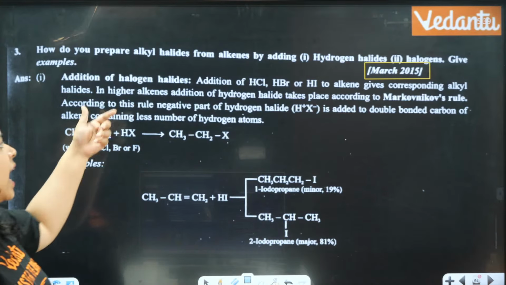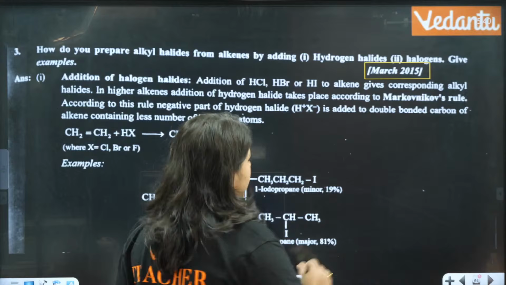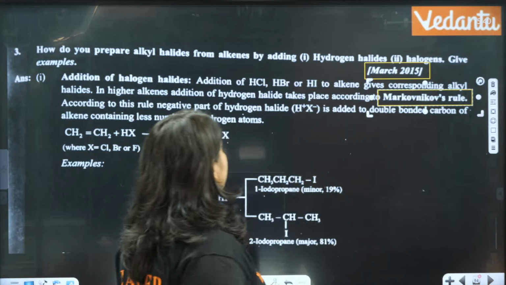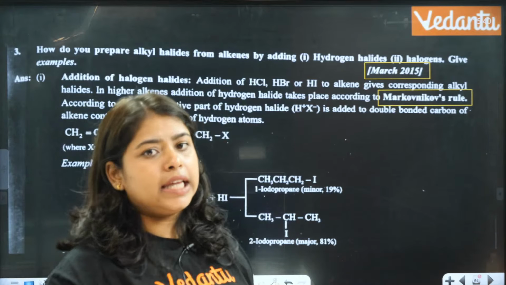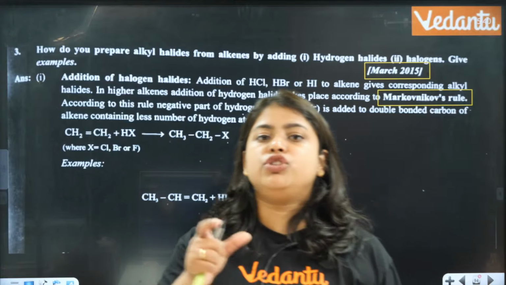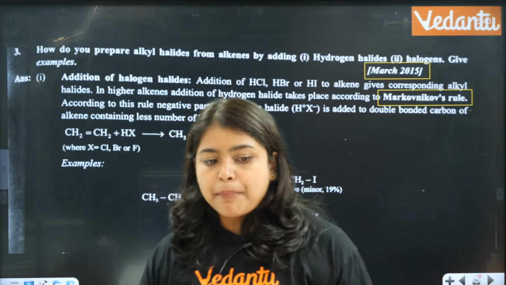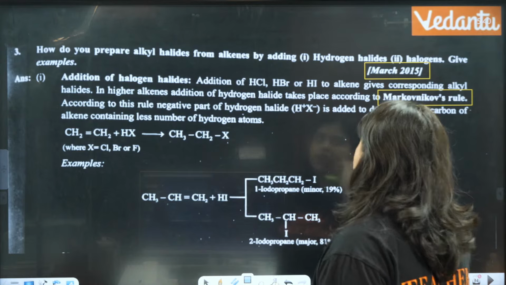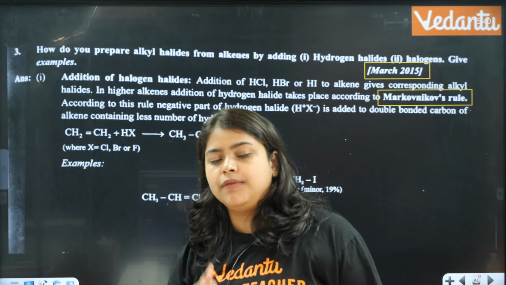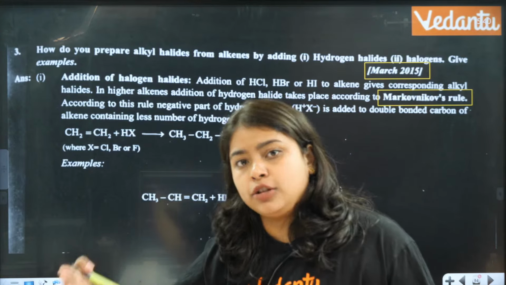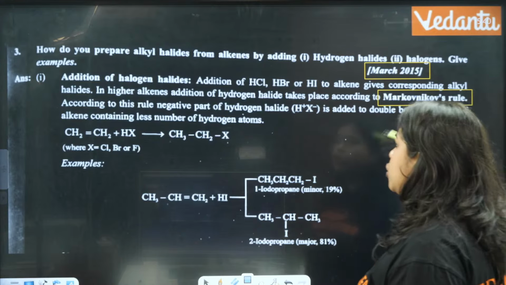Now in the higher alkenes, addition of hydrogen halide takes place according to the Markovnikov rule. Whenever we use higher alkenes, we need a powerful rule to do it, and that rule is called the Markovnikov rule. To prepare the alkyl halides, we can use the Markovnikov rule.